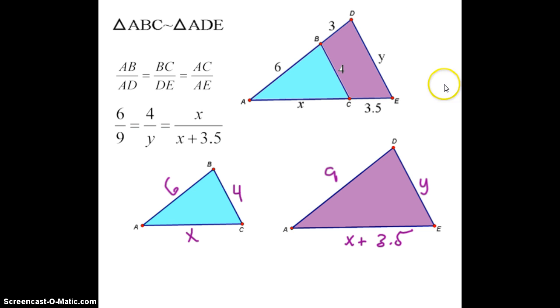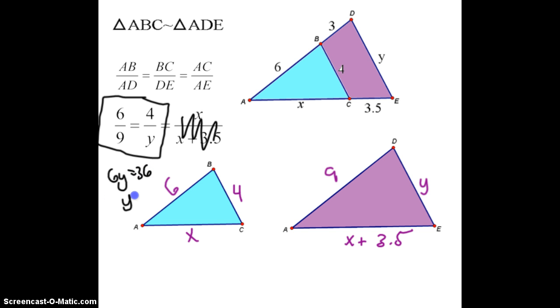So let's ignore this part of the proportion because it doesn't help us. And to solve for y, you can just use this part of the proportion over here. And then you could say something like 6 times y equals 36. So y is equal to 6. And you're done.